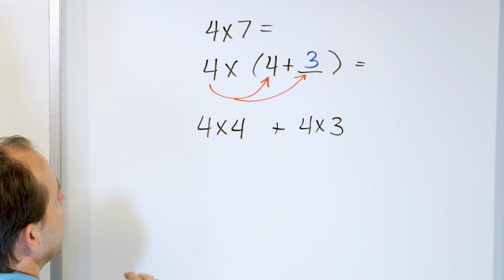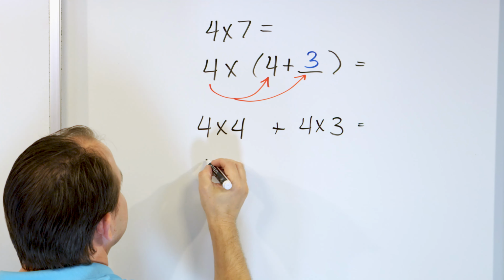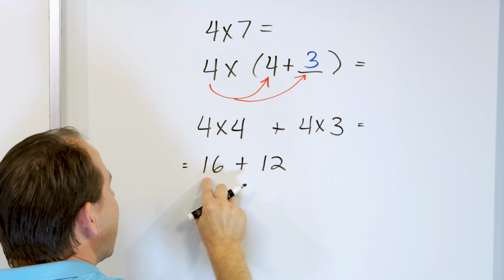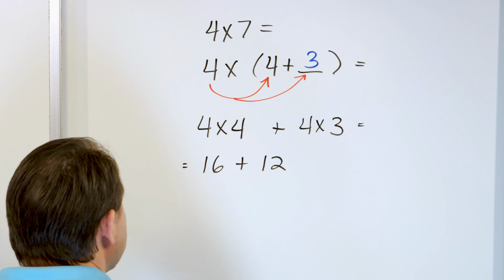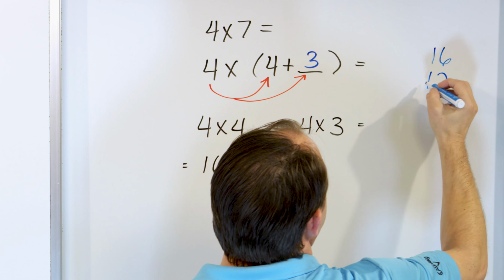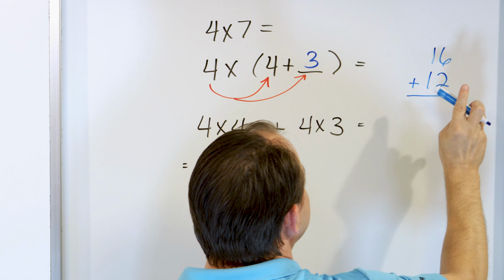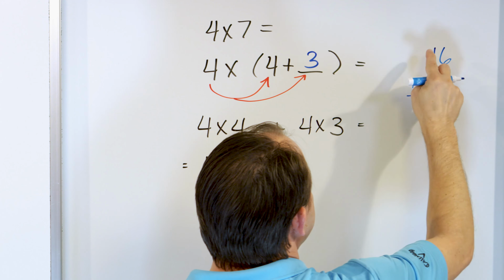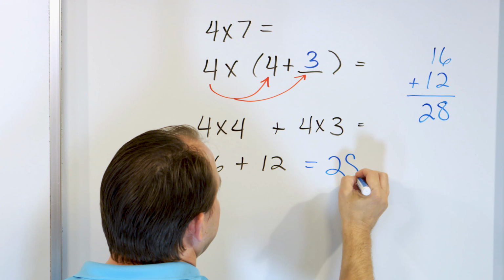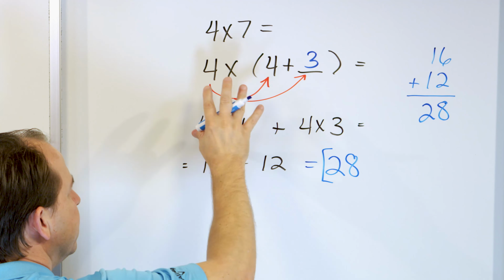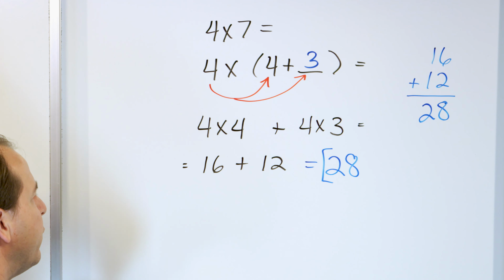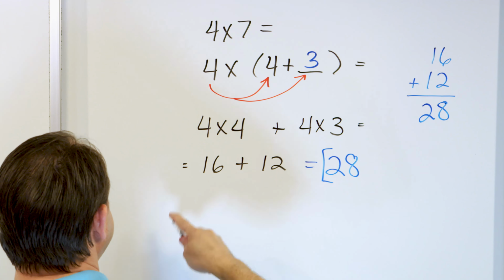Now 4 times 4 from multiplication is 16, and 4 times 3 is 12. So now you have 16 plus 12. So we go off to the side. Let's go over here. 16 plus 12. 6 going up 2, 7, 8. And then 1 plus 1 is 2. And so the answer you get is 28. When we do it with distributive property, we get 28, and 7 times 4 is 28. So we know that we got the right answer.